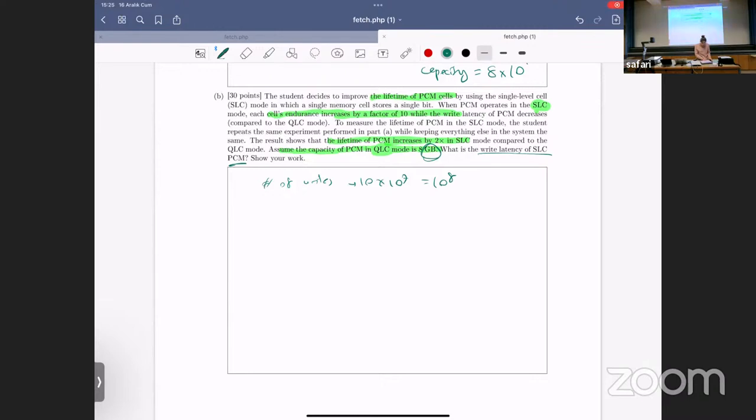So the capacity is going to be the capacity here over 4. And then the required number of writes is going to be this times 1/2 to the 9, as we calculated above, because of the 64 byte granularity of the writes.